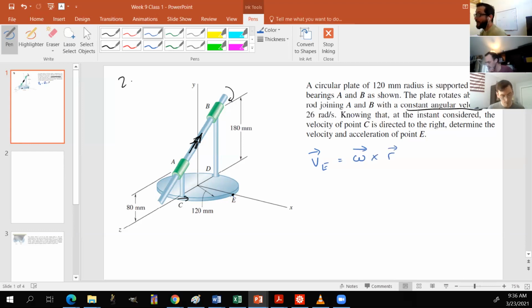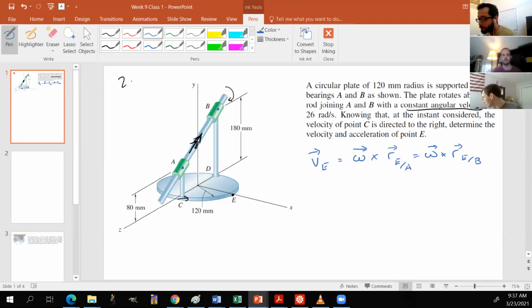Now, we have choices. We can find the position from all the stuff that is given to us. We can find the position of point A, and we can find the position of point B. Both of these points are on the axis of rotation, so you can find E relative to A, or E relative to B, and this will give you the exact same answer. Just for the sake of it, we'll do it both ways and see if we get the same answer or not.